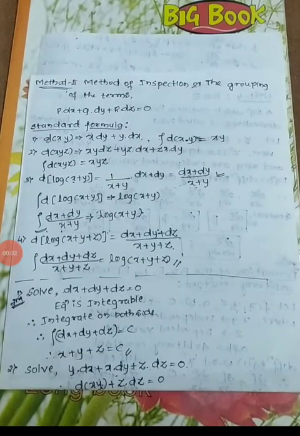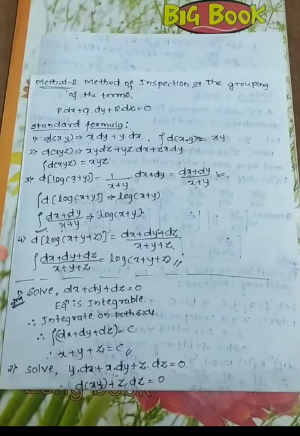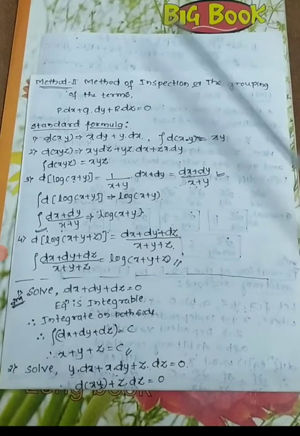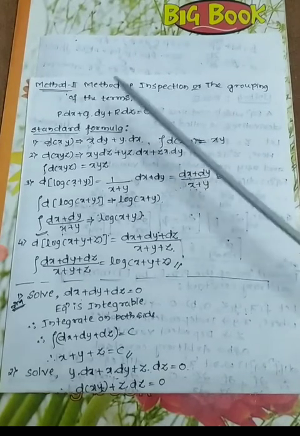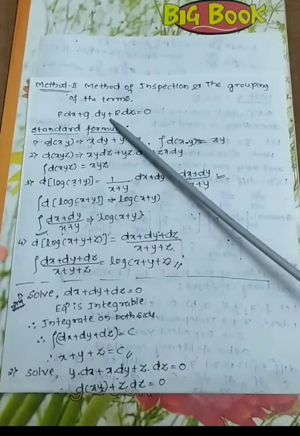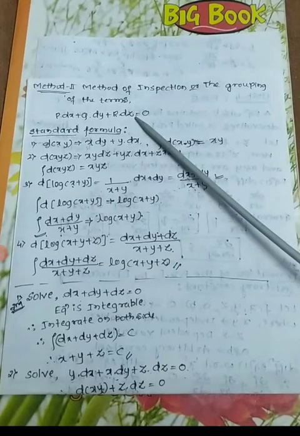Hello everyone. In today's class we discuss the second method, that is the method of inspection or the method of the grouping of the terms. This method is useful for solving the total differential equation, that is p into dx plus q into dy plus r into dz equal to 0. If p dx plus q dy plus r dz equals 0, this form is said to be a total differential equation.